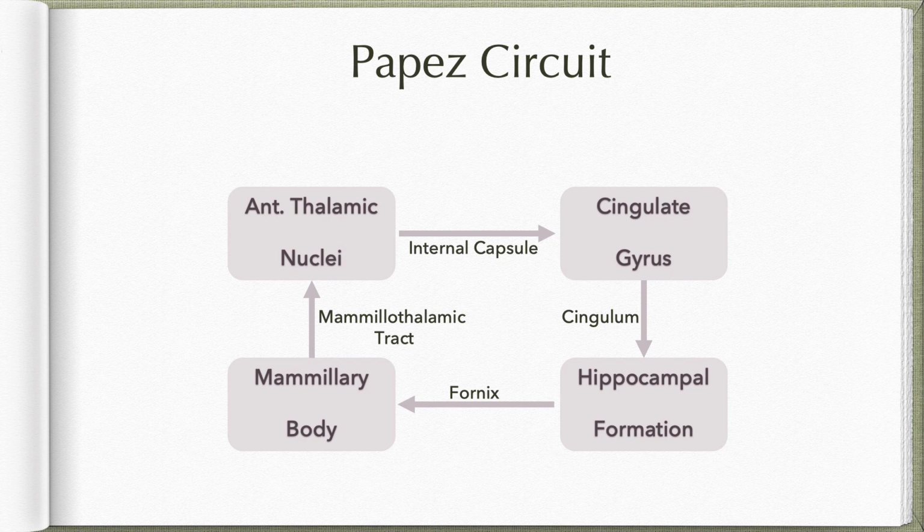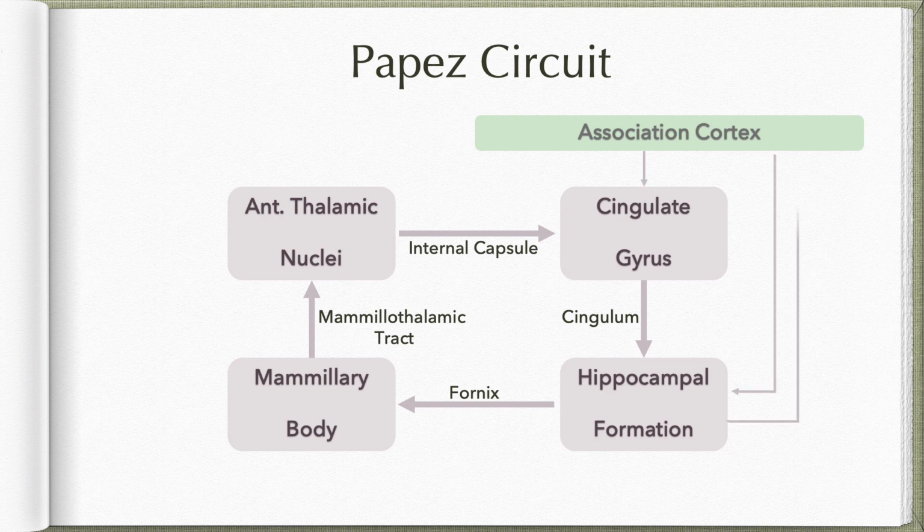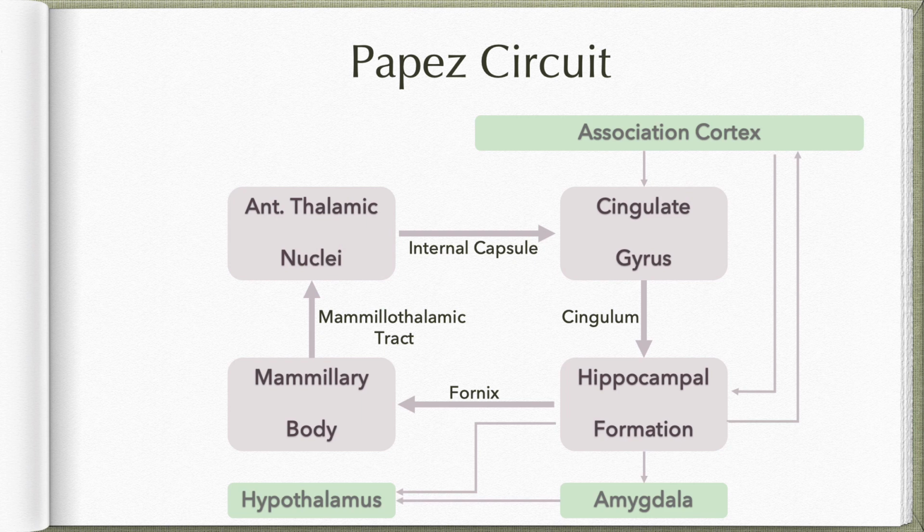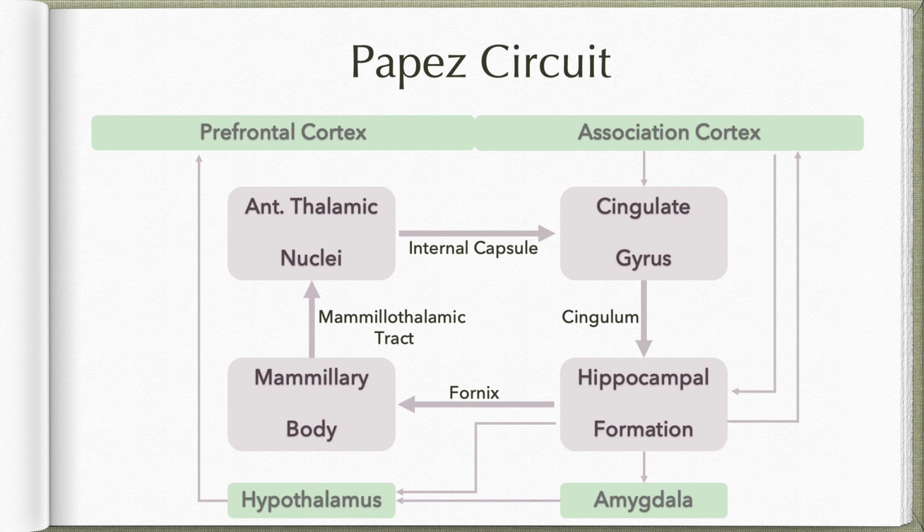Now, more recently, some more structures are added to this Papez circuit. So from the association cortex, there will be direct input to the cingulate gyrus, both input and output to the hippocampal formation. So that is how the association cortices have a role with memory. Then the hippocampal formation will project to the hypothalamus either directly or via the amygdaloid nuclear complex, and the hypothalamus in turn will project back to the prefrontal cortex. These are a few more parts which are involved in memory.